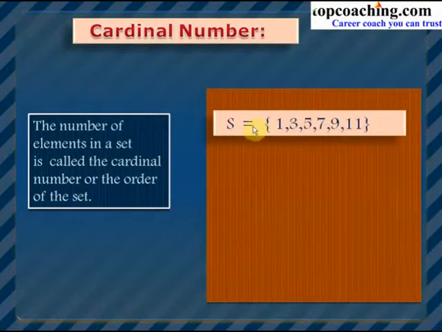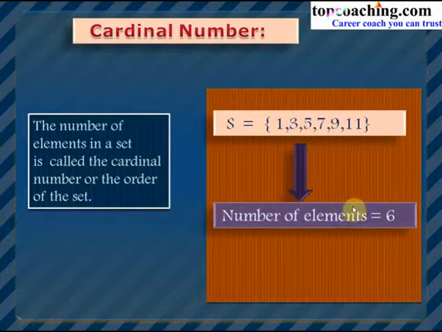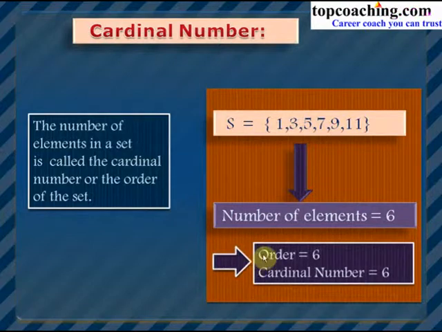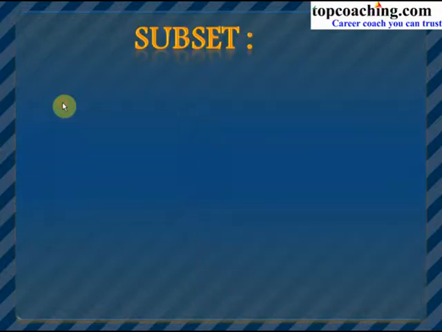Let us say that we have got a set which is 1, 3, 5, 7, 9 and 11. Now how many elements does this set have? 1, 2, 3, 4, 5, 6. So it has got 6 elements. The number of elements in this set is equal to 6, and so we can say that the order of this set is equal to 6, which is also the cardinal number. So in this set there are 6 elements, and so the cardinal number of this set is equal to 6. Thus the number of elements in a particular set is called the cardinal number or the order of the set.